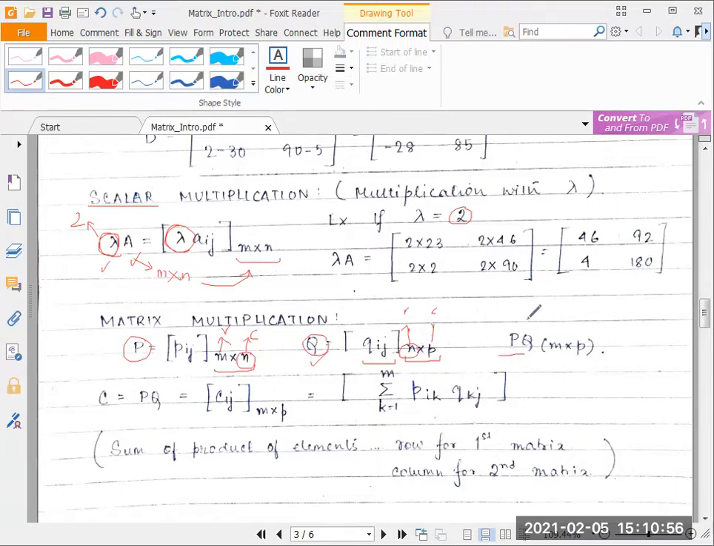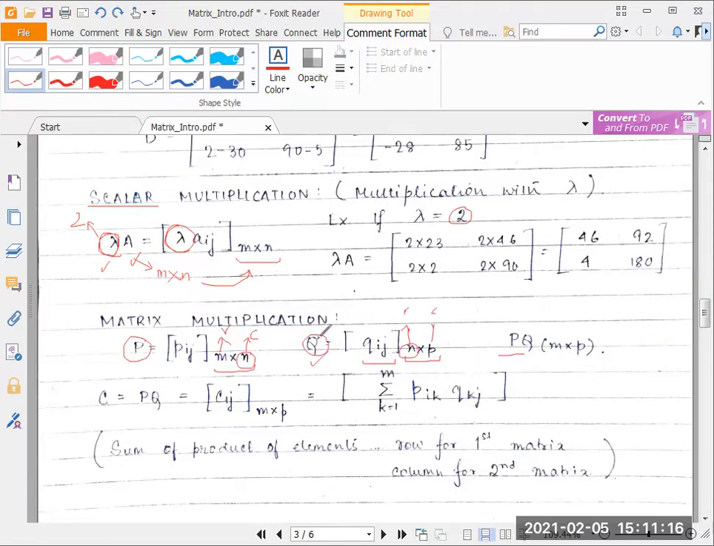This is true for PQ. However, if we are to talk about QP, that is, I am multiplying this with this, then the reverse must hold. That is, the number of columns of the first matrix must match the number of rows of the second matrix. So in this case, we need to make sure that we know which we are multiplying with what.